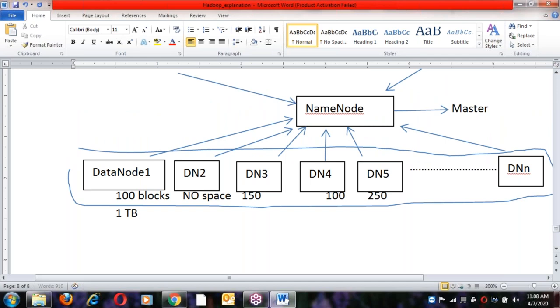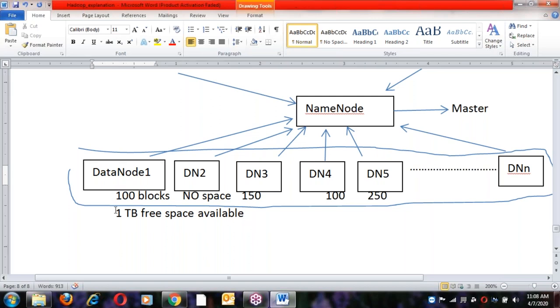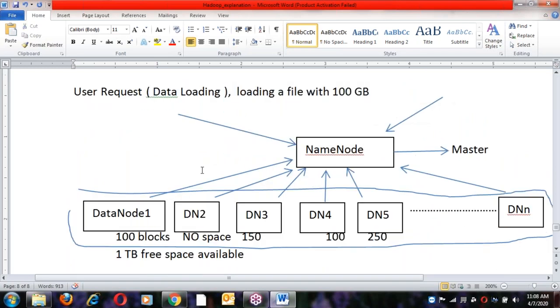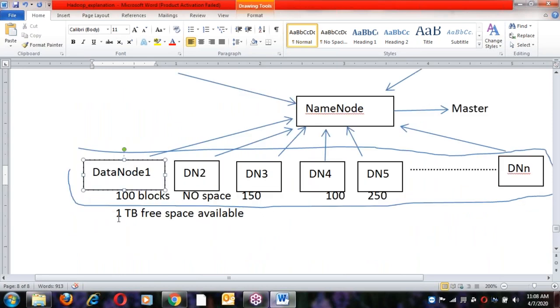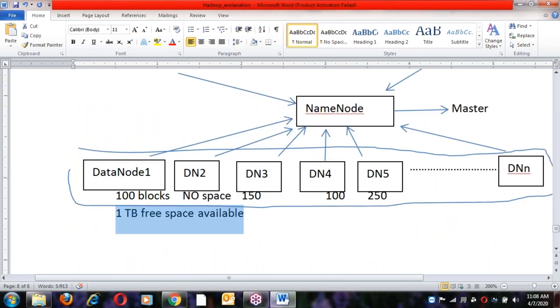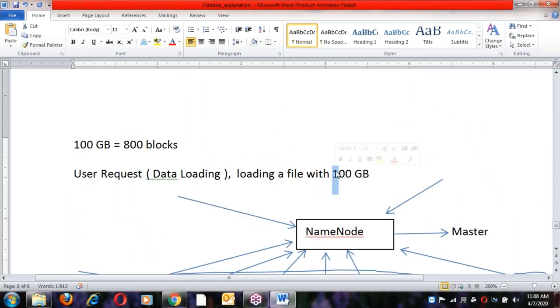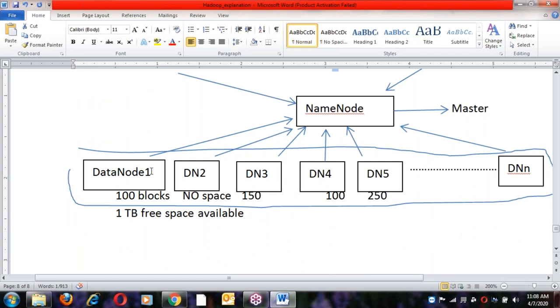Suppose node 1 has 1 TB of free space available. Our data loading is only 100 GB, so this 100 GB could be stored in data node 1, since it has 1 TB free. The first node itself is capable of storing 100 GB, but it won't store into a single node.